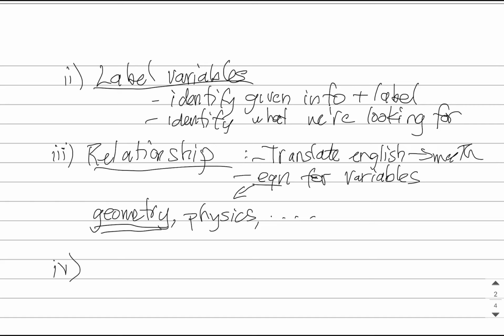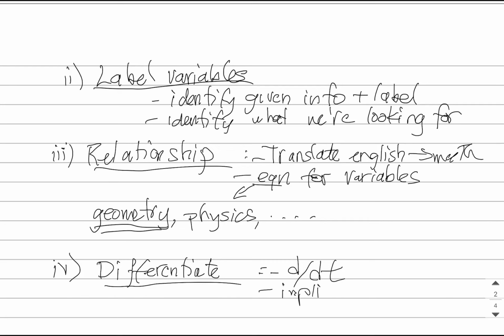So once we've got our equation that relates the variables we want, then we need to differentiate the equation to relate those rates. We are always going to use a time rate of change in these problems for the most part, and we'll need to use implicit differentiation in order to do this.